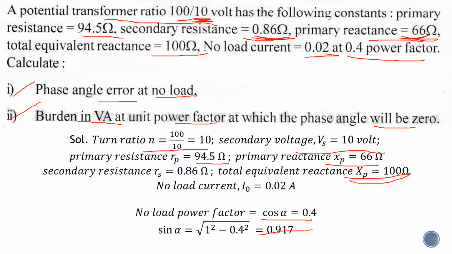In the same way, for the core loss component and the magnetizing component of no load current, the core loss component is I naught cos alpha. Multiplying 0.02 by the cos alpha value will give you the core loss component current. In the same way, the magnetizing current is calculated.